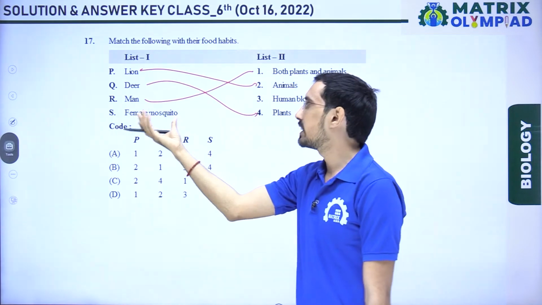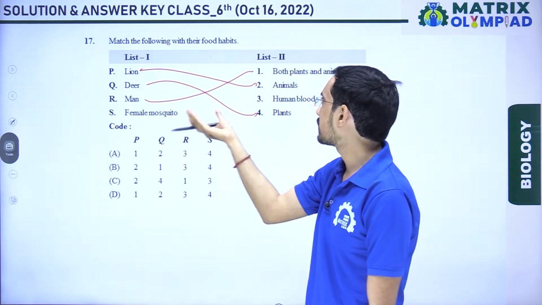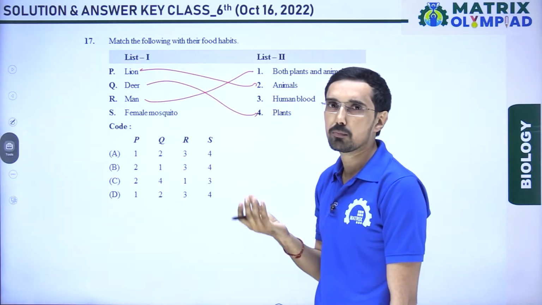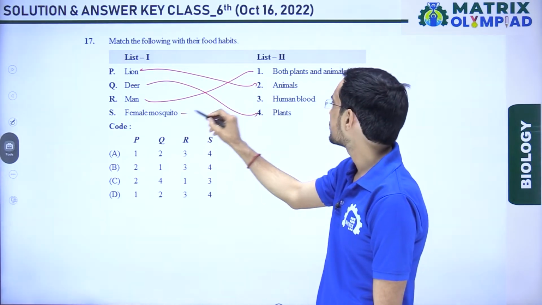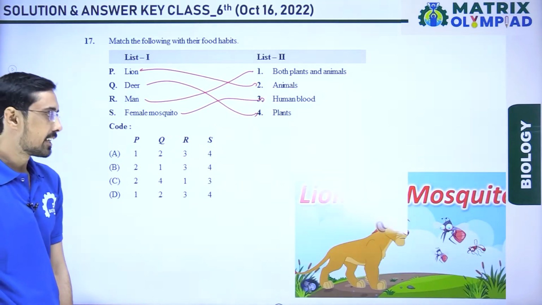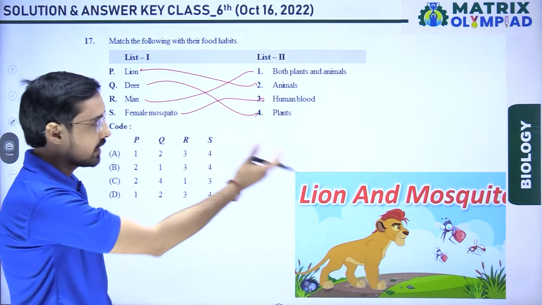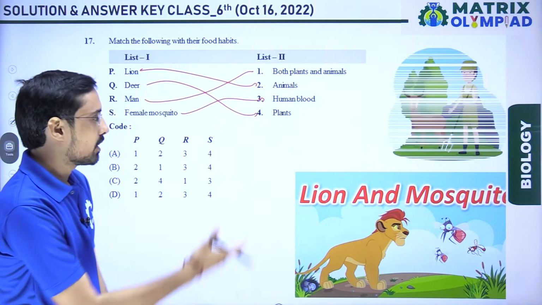Now the last one is female mosquito. Female mosquito is known for the carrier. It is a carrier of malaria which sucks the human blood. Now as we can see in the diagram, lion and mosquito. Lion is a carnivorous animal and mosquito is a parasite.